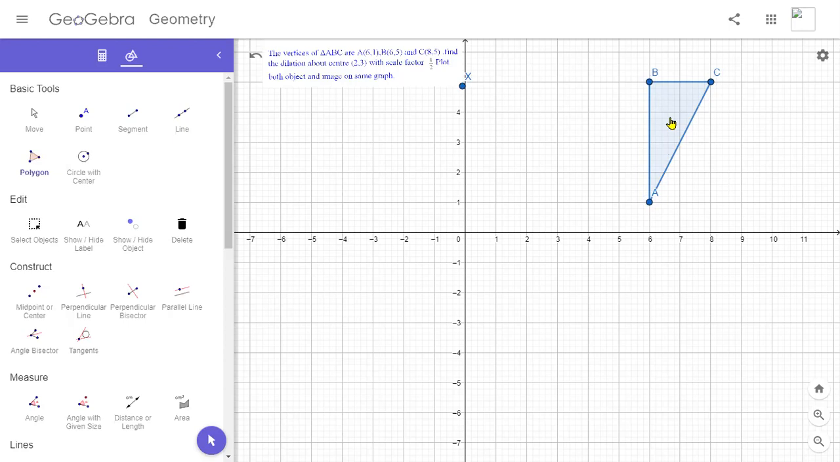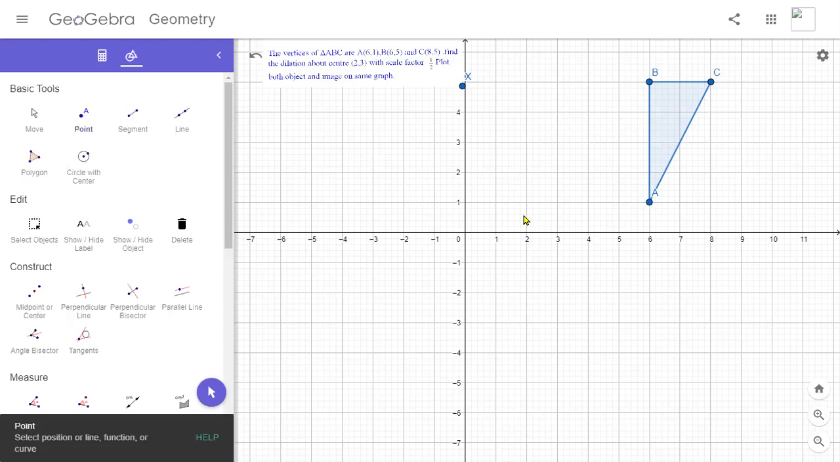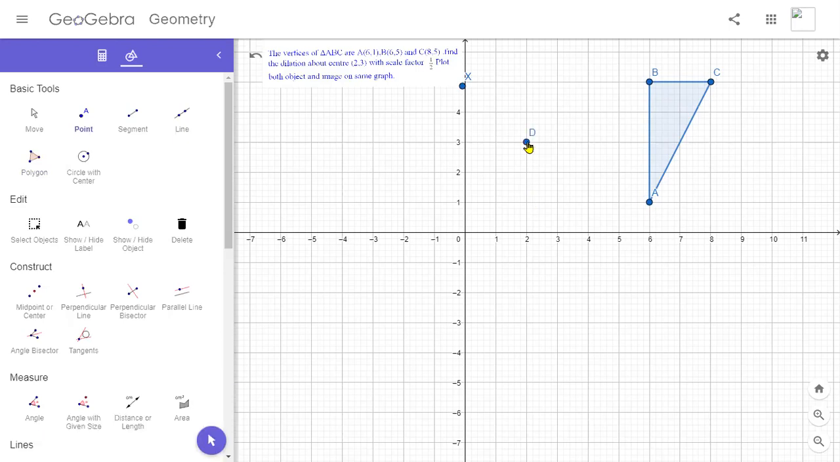We are going to dilate this object, and the second step is identifying the center. Here the center is at the point 2, 3. So let me first mark the center at the point 2, 3. Okay, this is the point. This point D is the center of the dilation. It is located at the point 2, 3. This is the center of this dilation.